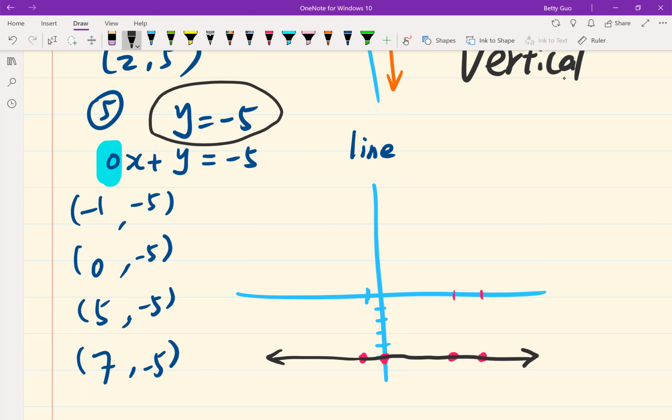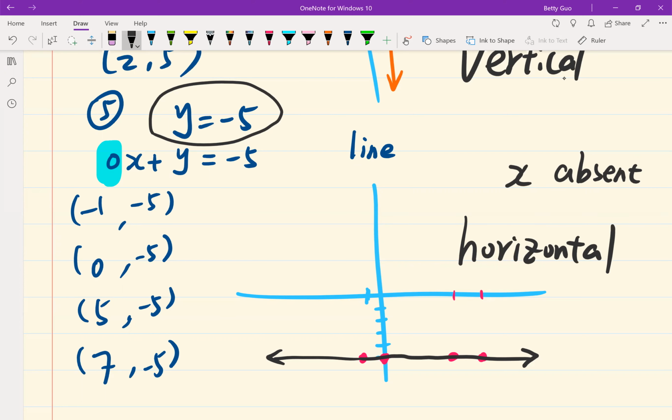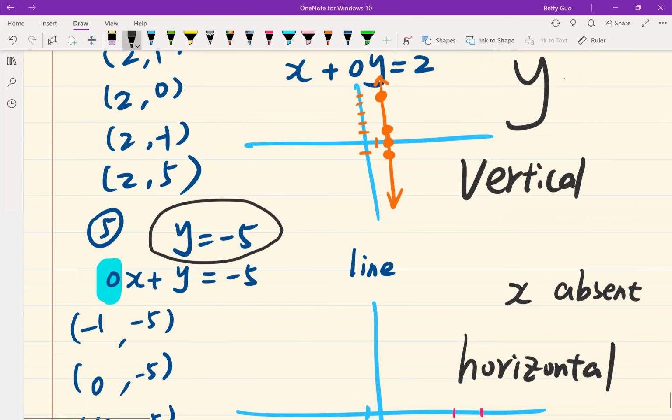So here we have a conclusion. If we have a linear equation in 2 variables with x absent, you don't see x, you only see y, then the linear equation in 2 variables gives you a horizontal straight line. Please repeat this part and really understand it.